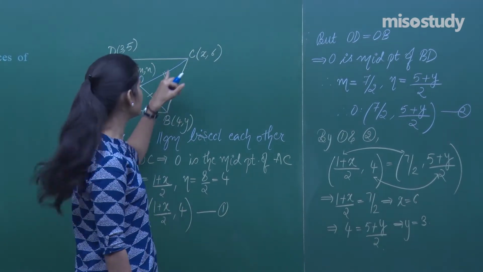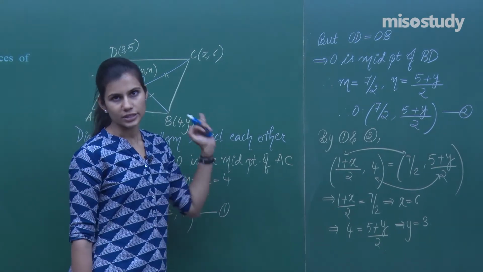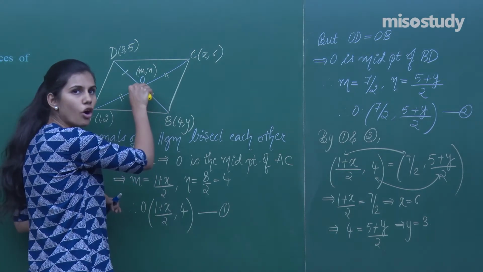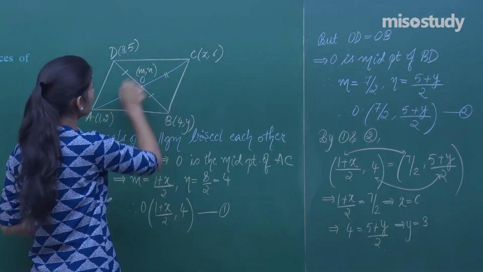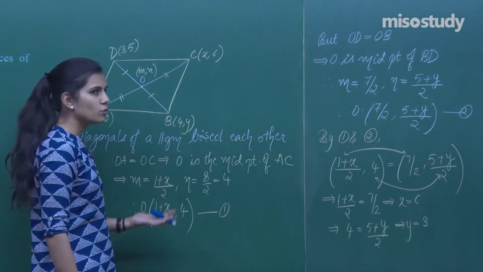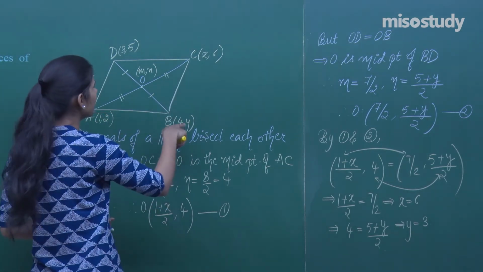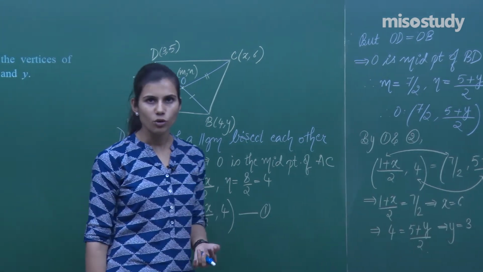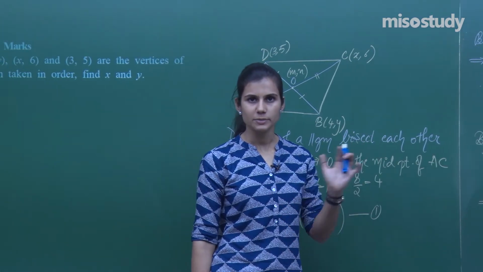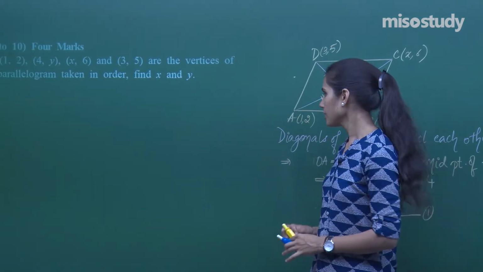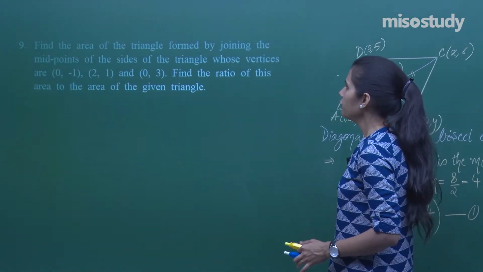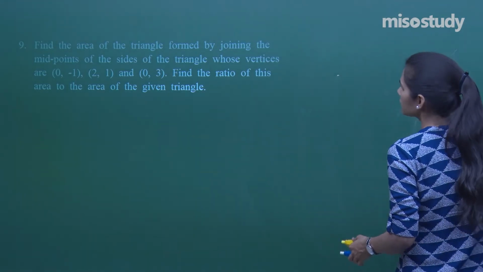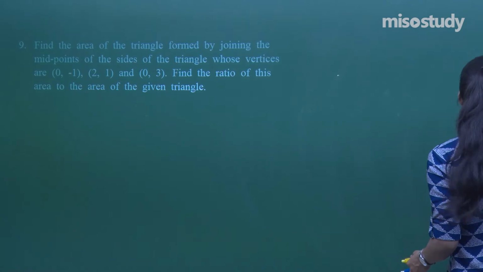So this question could also be extended as find the coordinates of the point of intersection of the diagonals of this parallelogram. So that also would have been computed. After computing the value of x and y, you can also compute the value of m and n, and hence the coordinates of point O, which is the point of intersection of the two diagonals of this parallelogram. Fine. Next question says that find the area of the triangle formed by joining the midpoints of the sides of the triangle whose vertices are these.